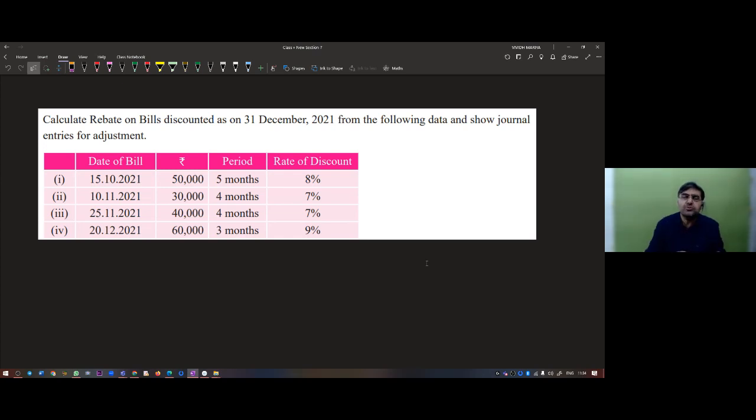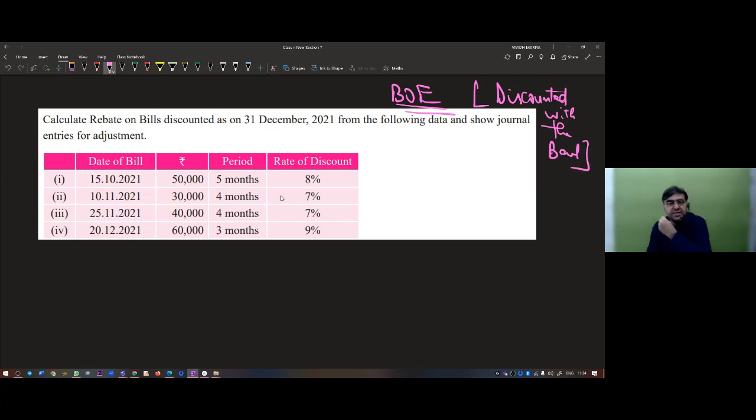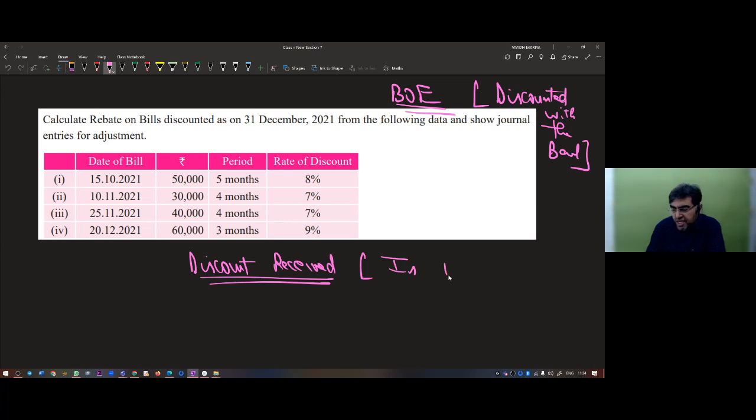Class 11, you must be remembering, you get your BOE. You used to get your BOE discounted with the bank. It will become income for the bank. Income can be earned income. So discounts received is income for the bank.